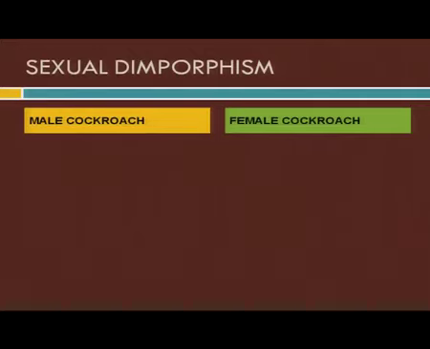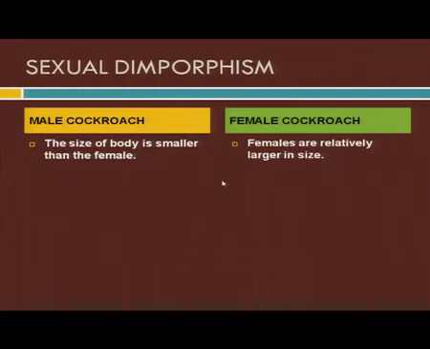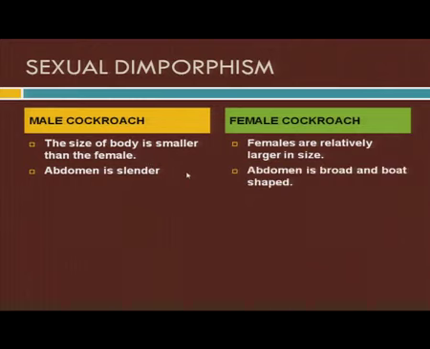So, what are the features of the male and female cockroach? Number 1 point of difference is the body size of the male cockroach is smaller than the female, and females are relatively larger in size. Abdomen of the male cockroach is slender, but abdomen of the female cockroach is broad and boat shaped.